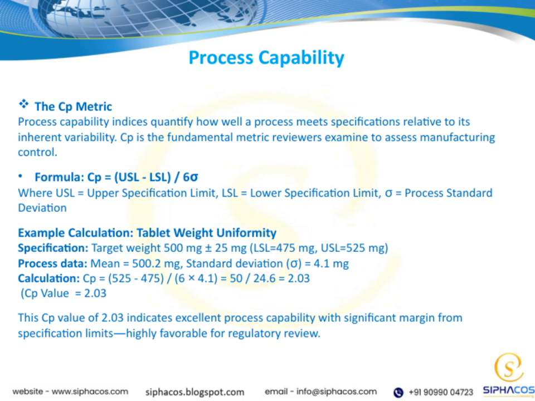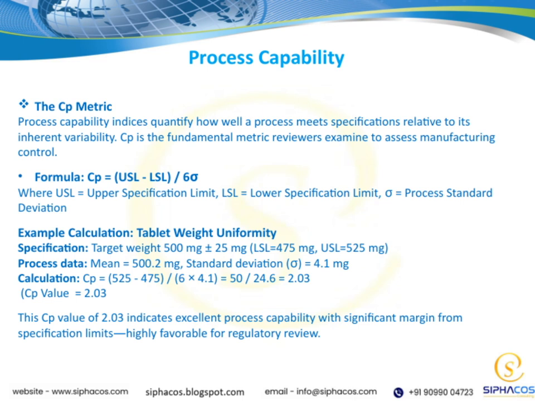Calculating CP, we subtract the LSL from the USL, which gives us 50 mg. We then divide that by 6 times the standard deviation, which is 6 times 4.1, equaling 24.6. So CP equals 50 divided by 24.6, resulting in approximately 2.03.